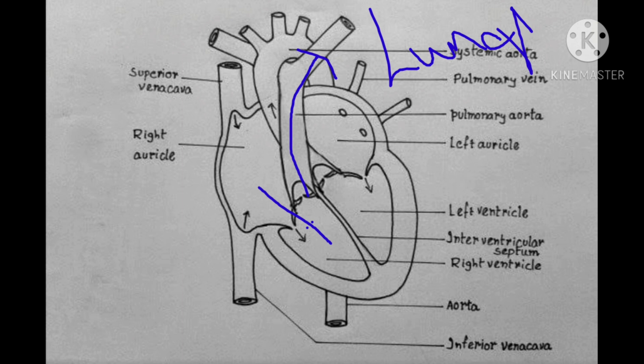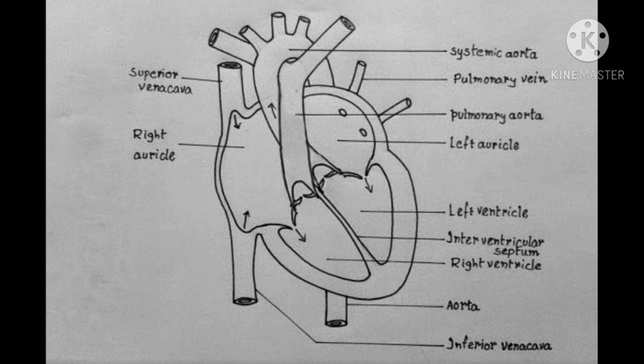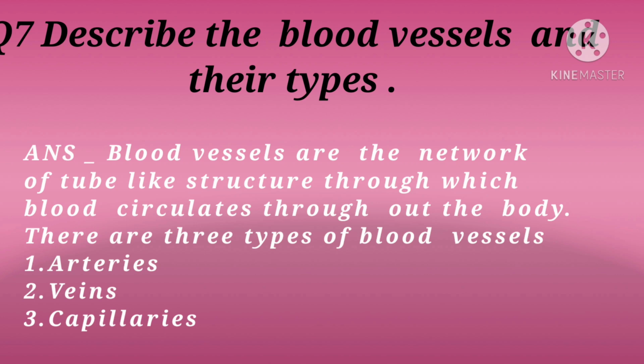the pulmonary artery it goes to the lungs where blood is purified. And then this pure, oxygenated blood first comes to the left auricle or atrium, and then to the left ventricle. From the left ventricle it goes to the different body parts. Now the next question, question number 7.